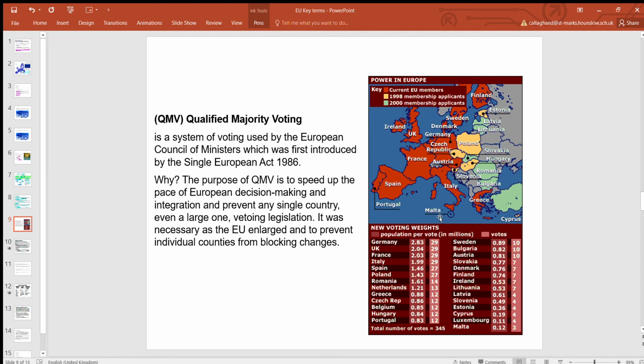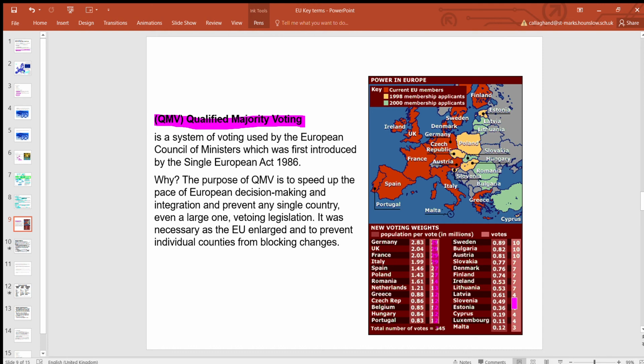So they introduced this system called qualified majority voting. It can be quite a complicated system, but essentially it boils down to each country that sits around the table in the EU having a certain number of weighted votes, depending on their population and the size of the economy. So the four largest ones would have 29 votes. So Germany, the UK, France and Italy had 29 votes, and then you can see what the other countries had depending on their size and their contribution.